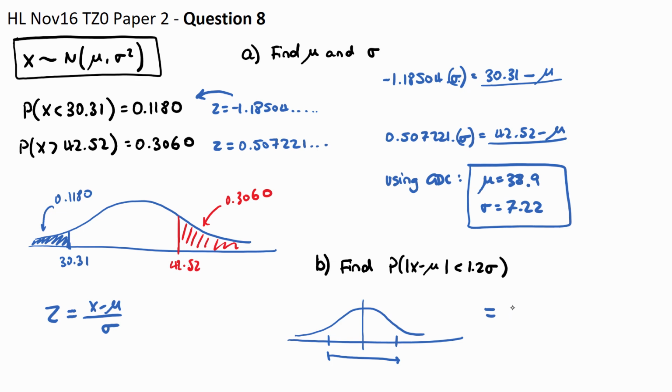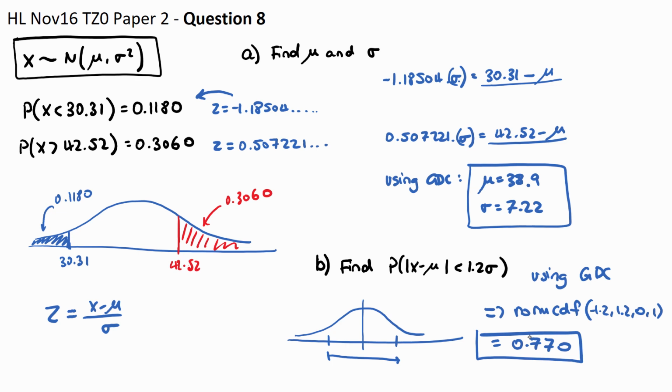So this will equal, using GDC normal CDF, now it's negative 1.2, 1.2, 0, and 1. This is 0.770. And that answer just pretty much means the probability that we're within 1.2 standard deviations either side of the mean is 0.770. Okay, that's the answer to part B.